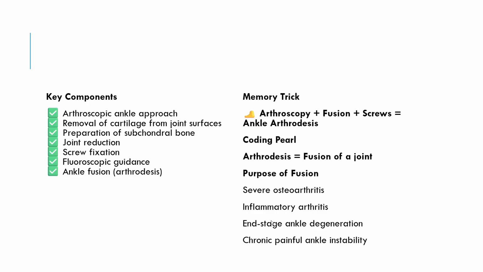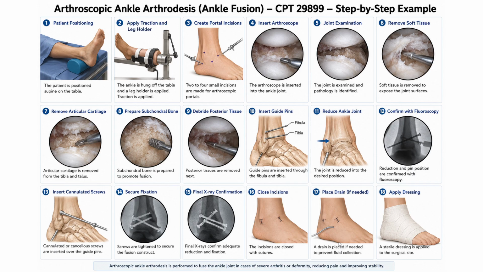So close the incisions and place the drain. Okay, so here he will remove the cartilage from the joint surface, prepare subchondral bone, joint reduction is done, and then screw fixation and fluoroscopic guidance, and ankle fusion is achieved. So what is the trick over here is arthroscopy. He will just do fusion with the help of the screws. That completes the ankle arthrodesis. So he is doing the fusion for severe arthritis, osteoarthritis, inflammatory arthritis, end stage ankle degeneration, and chronic painful ankle instability.